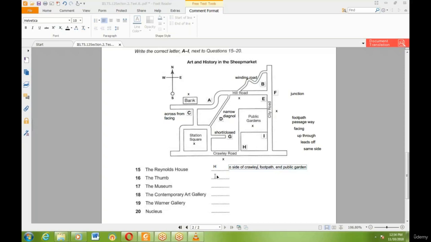Where's Thumb? Number 16. All right, 16 is C. And this is what they said. Hill Road, across from Bank. Hill Road across from Bank. So the better you learn the directional language, the easier it's going to be.